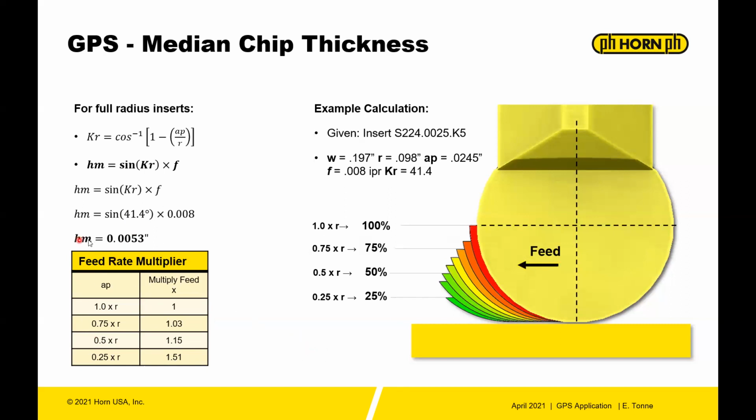You can take a little cheat sheet here. The chart provided here has an AP of 1 times R, and you multiply your feed rate times 1. If you're at 75% R, you can do 1.03, and then on down to 25% of R, you can do 1.51. So for a given feed, you can multiply 1.51 times that, and that's the feed to get a favorable chip thickness.